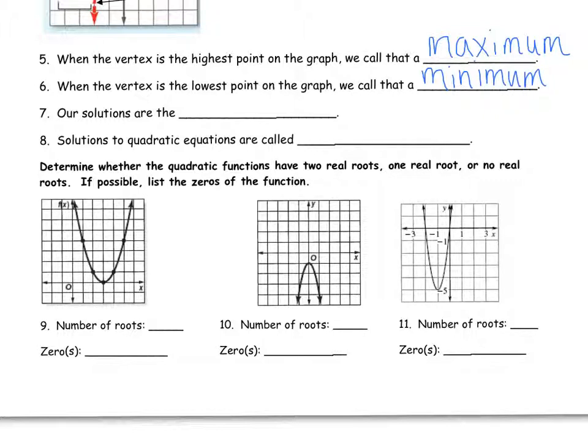And then our solutions are the x-intercepts. The solutions to our graphs are where the parabola crosses the x-axis, also known as the x-intercepts. But solutions to quadratic equations are called the roots.